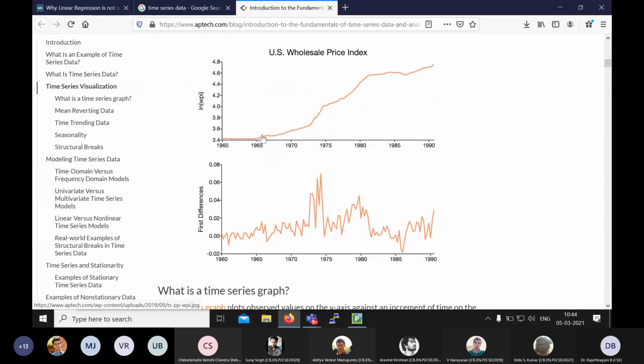So the wholesale price index, let us say how it is increasing. This is a nonlinear f of x. So 1960 to 1990, they've given some kind of yearly data. So if you look at high level data, what is the trend in the high level data? If you go for very local changes, everyday change you want to capture, everyday trend you want to know, linear regression will not be sufficient.